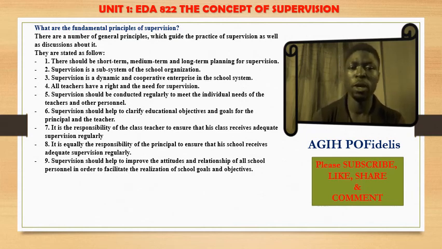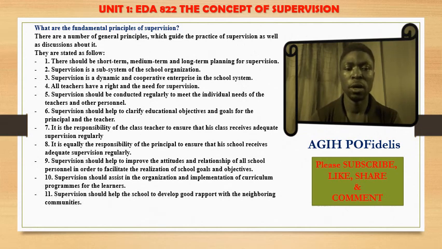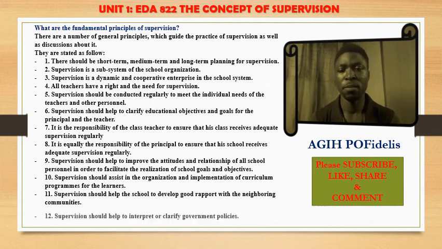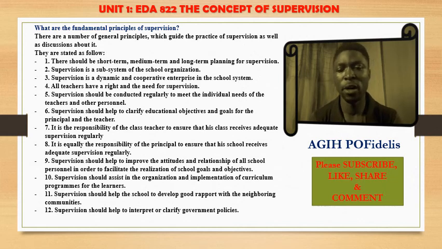Supervision should help to improve the attitudes and relationships of all school personnel in order to facilitate the realization of school goals and objectives. Supervision should assist in the organization and implementation of curriculum programs for the learners, and supervision should help the school to develop good rapport with the neighboring communities. And the last one here is that supervision should help to interpret or clarify government policies.